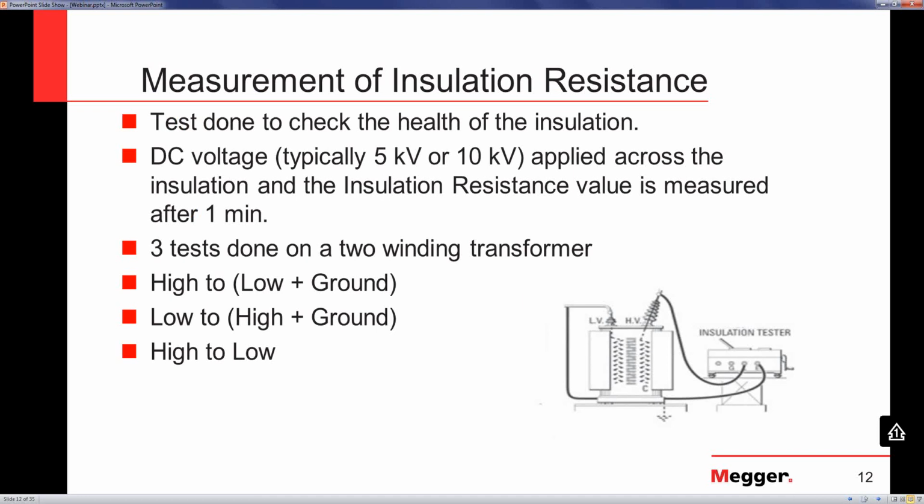And when I say typically 5 kV or 10 kV, I'm talking about high voltage transformers. You cannot be applying 10 kV to a 5 kV transformer. So you need to apply the appropriate voltage. The voltage that you apply should be less than half the AC withstand voltage of the transformer.